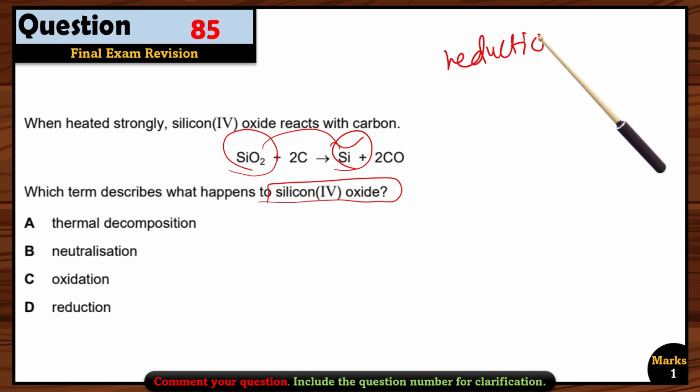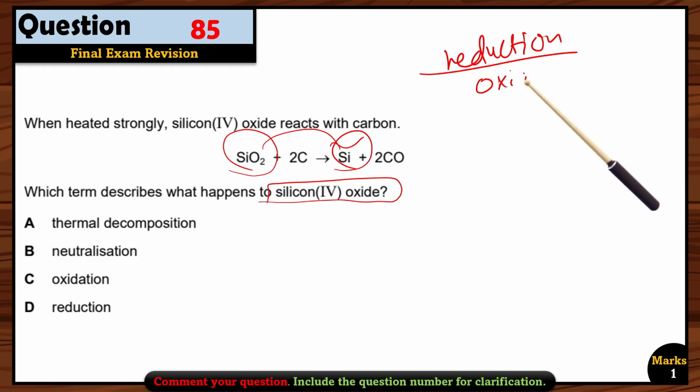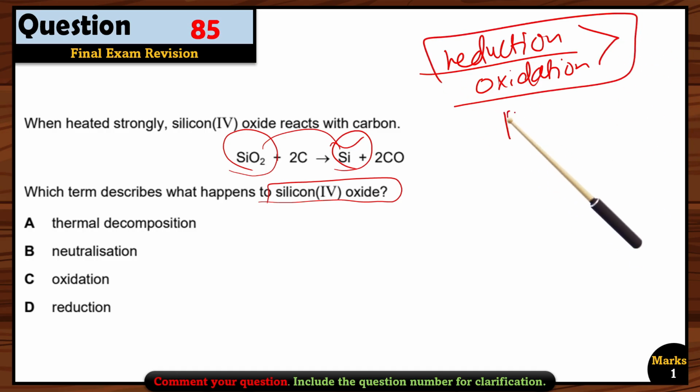There are two types of reaction. One is reduction and the other one is oxidation. If they both take place in one reaction, such a reaction is called a redox reaction. Redox reactions are those reactions in which reduction and oxidation take place simultaneously. Now they are not asking about the overall reaction. They are just asking about silicon dioxide, what happens to silicon dioxide.